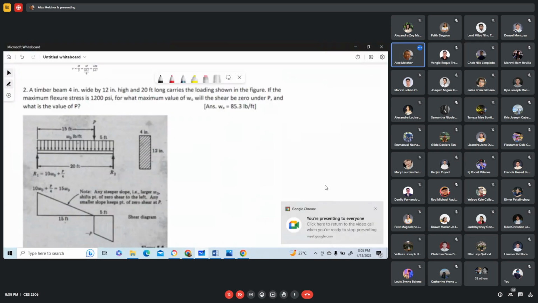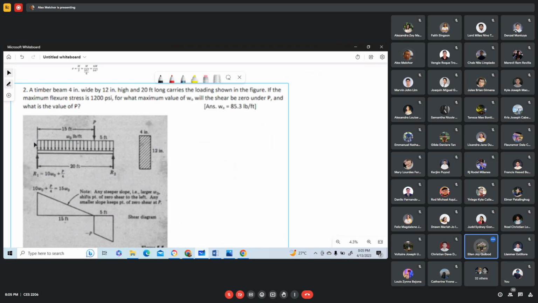Okay. A timber beam 4 inches wide by 12 inches high and 20 feet long carries the loading shown in the figure. If the maximum flexure stress is 1,200 psi, for what maximum value of W will the shear be 0 under P, and what is the value of P? Okay. This is W sub O, no? That's the intensity of this uniformly distributed loading.